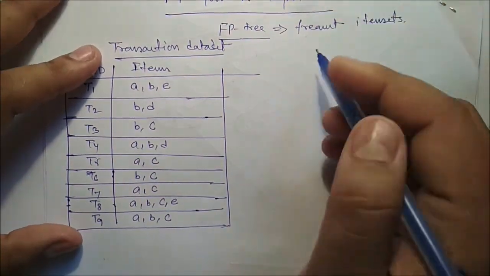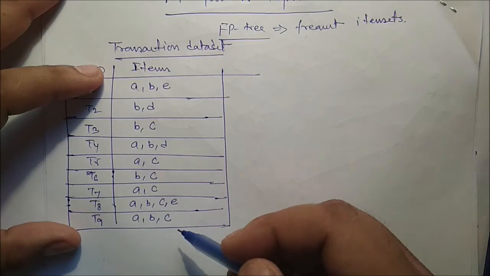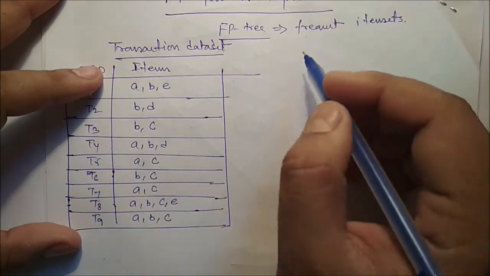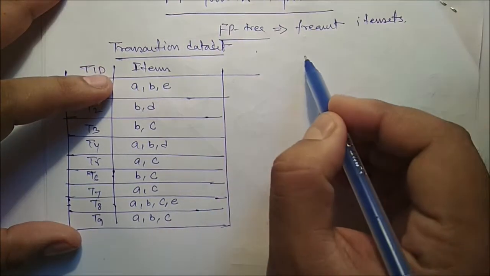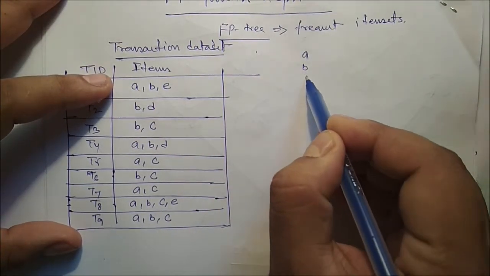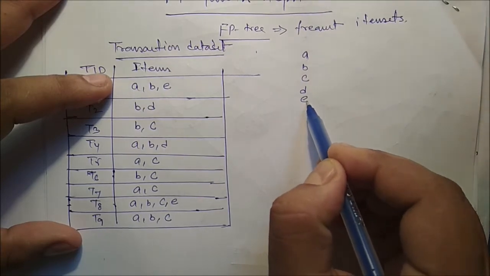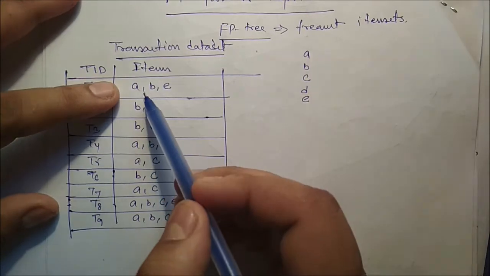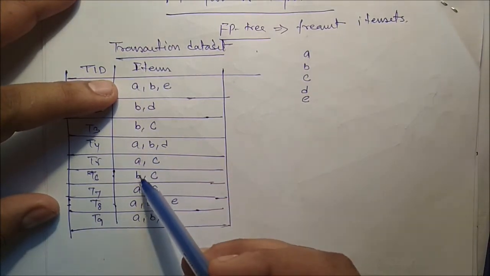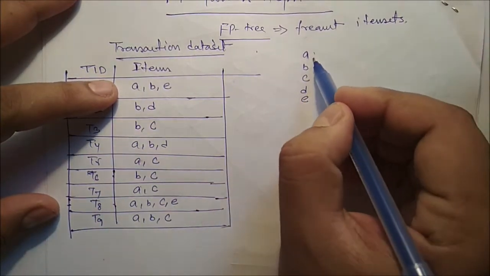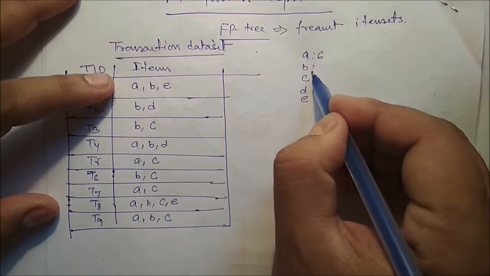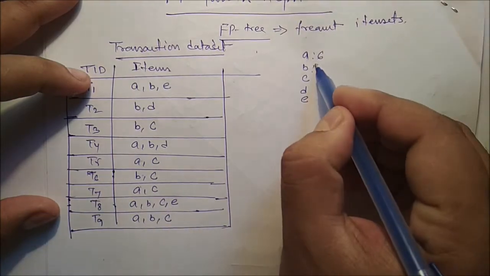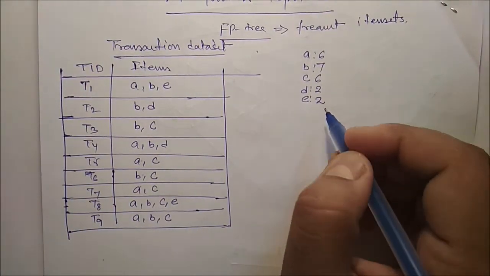First of all, we have to scan the transaction database, and then we can check the frequency of each single item set. Suppose 5 items are there, say A, B, C, D and E. Now, how many times is A there? We can see here 1, 2, 3, 4, 5, 6. So it is 6. How many times is B there? 1, 2, 3, 4, 5, 6, 7. Similarly, E is 2 times.